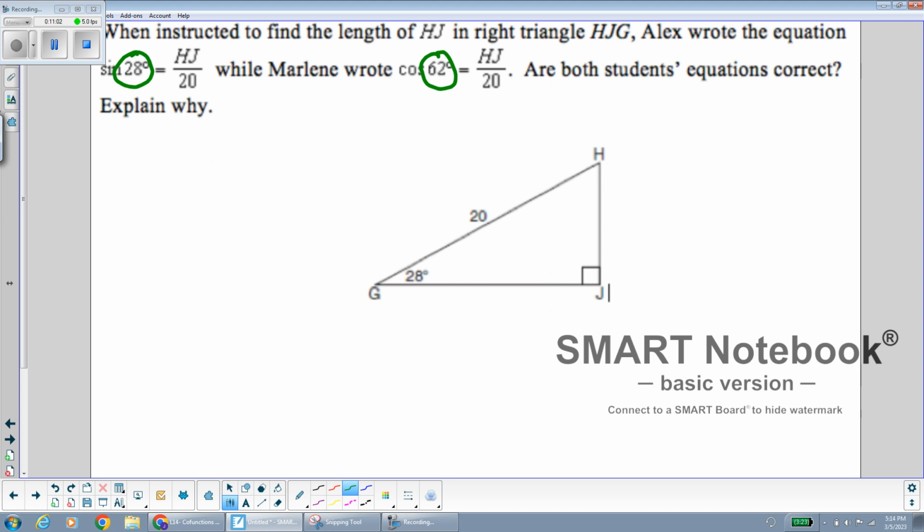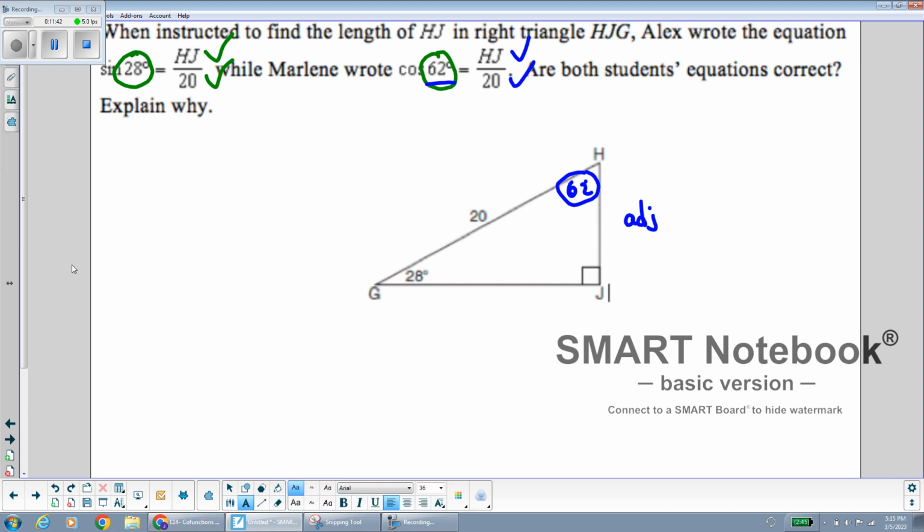And if we check it out here in the diagram, here's the 28-degree angle. So sine would be opposite, which is HJ, over hypotenuse, which is 20. And if we instead focus on the 62-degree angle for cosine, which would be the angle right over here, because 28 plus 90, subtract from 180, gives you 62 left over. Cosine of the 62-degree angle would be adjacent, which is HJ, over hypotenuse, which is 20. So we can see also from our trig ratios that these are the same.